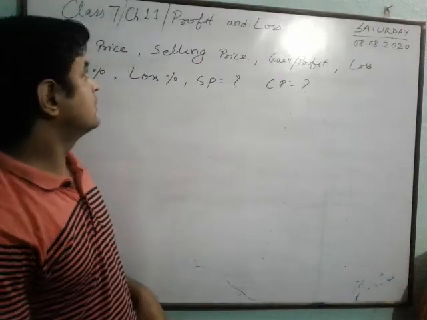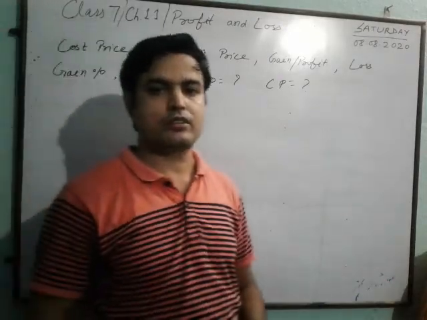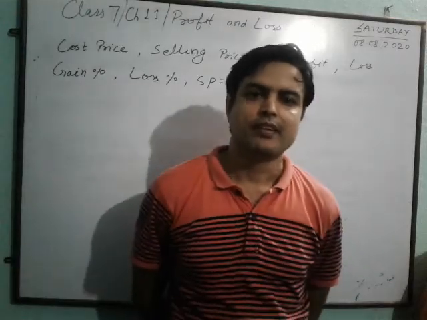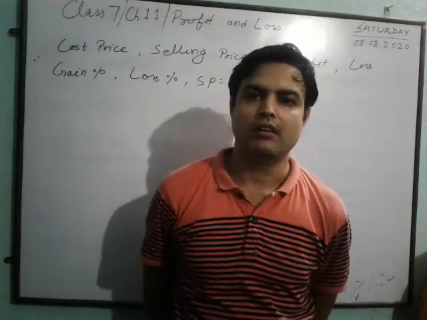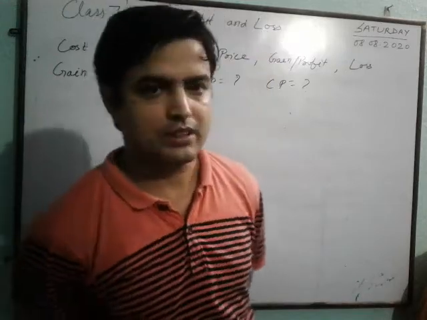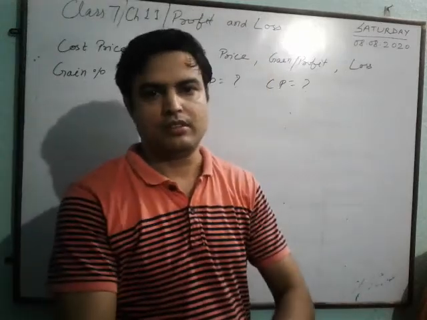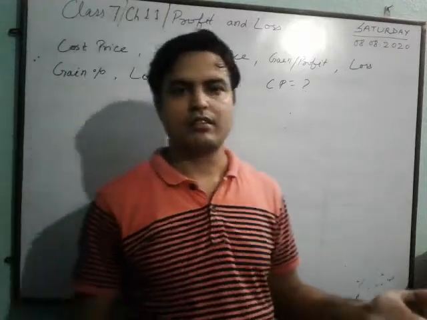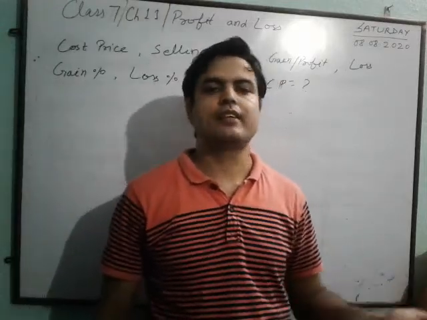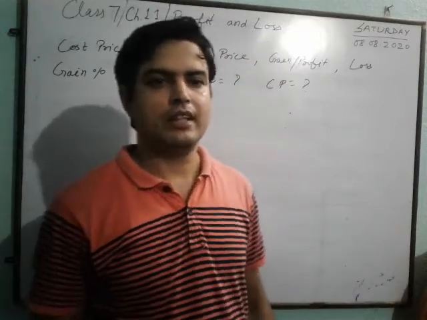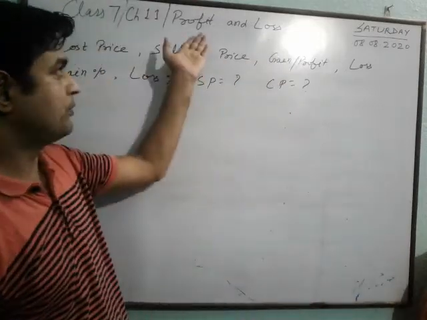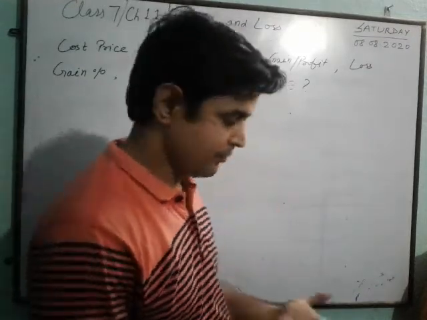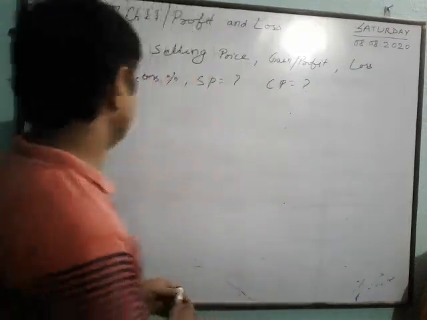Let us start chapter 11, profit and loss. If we do any business, we get profit or loss. We do business for income purpose. If we purchase an article and sell it for the income, then we may get profit or loss. So let us purchase and sell the article.